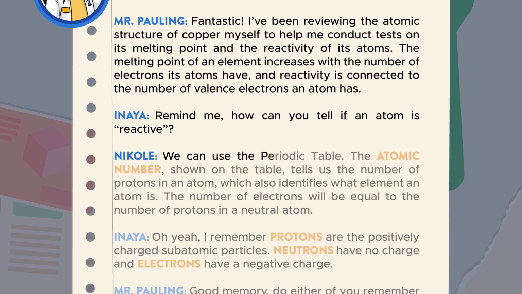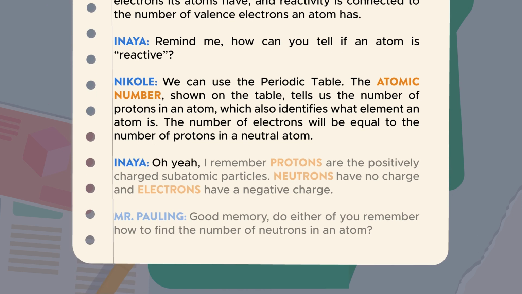We can use the periodic table. The atomic number shown on the table tells us the number of protons in an atom, which also identifies what element an atom is. The number of electrons will be equal to the number of protons in a neutral atom. Oh yeah, I remember protons are the positively charged subatomic particles. Neutrons have no charge, and electrons have a negative charge.